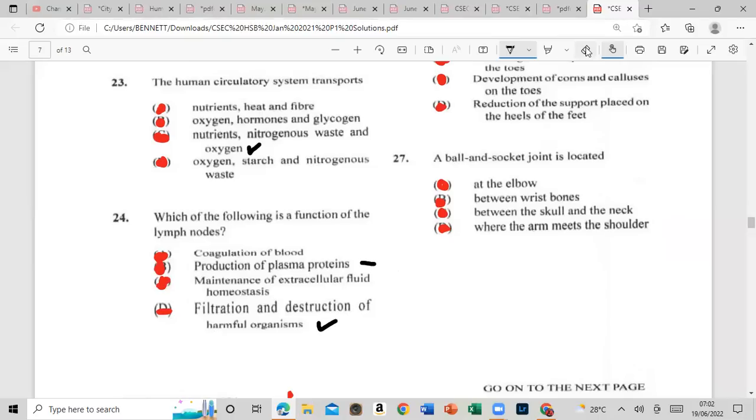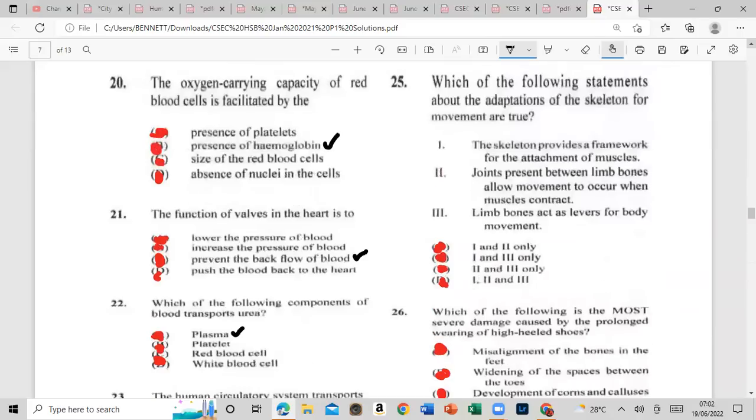I did not mark this, guys. I did not mark it itself, man. All right, so let's move on to 25.